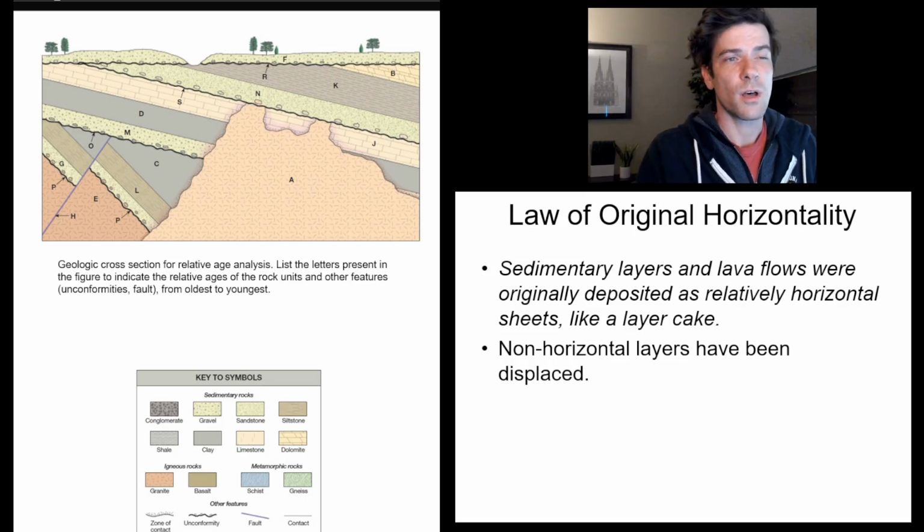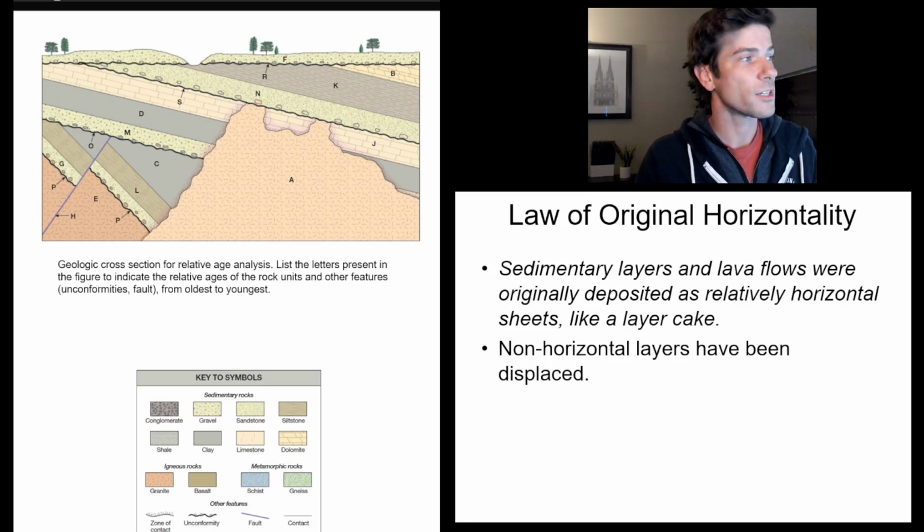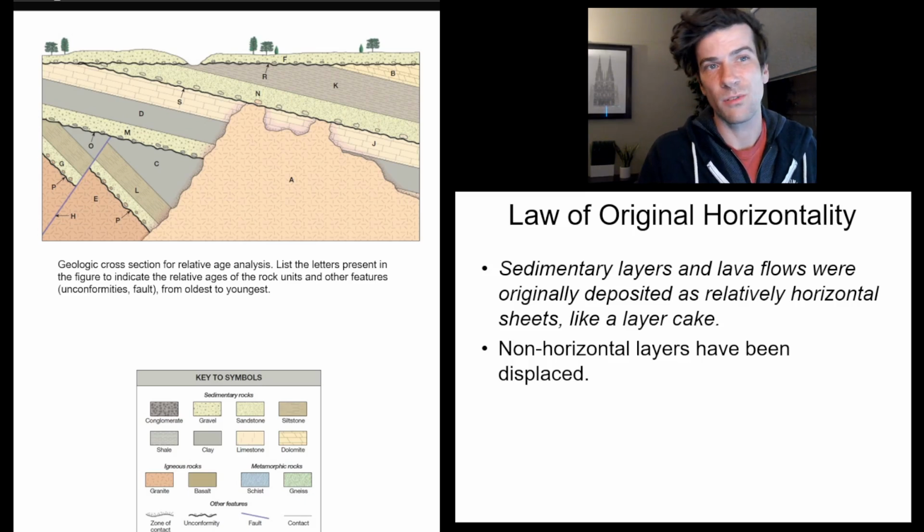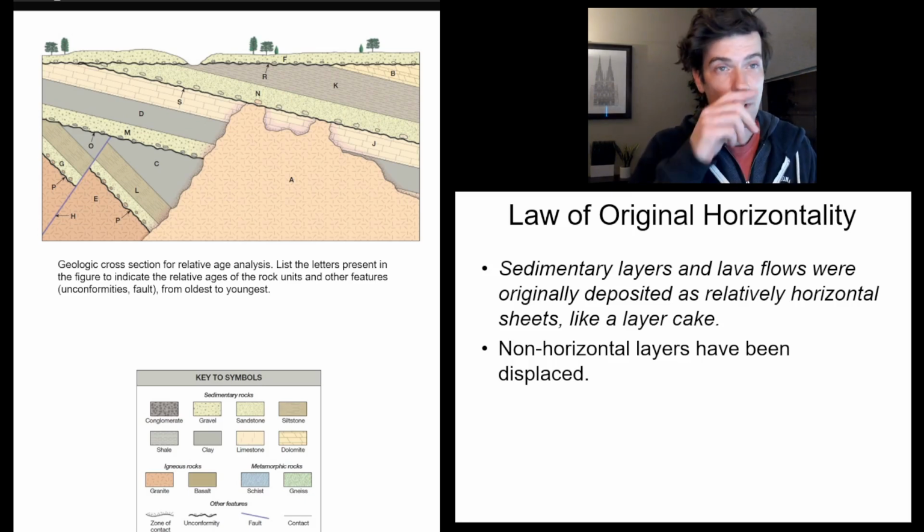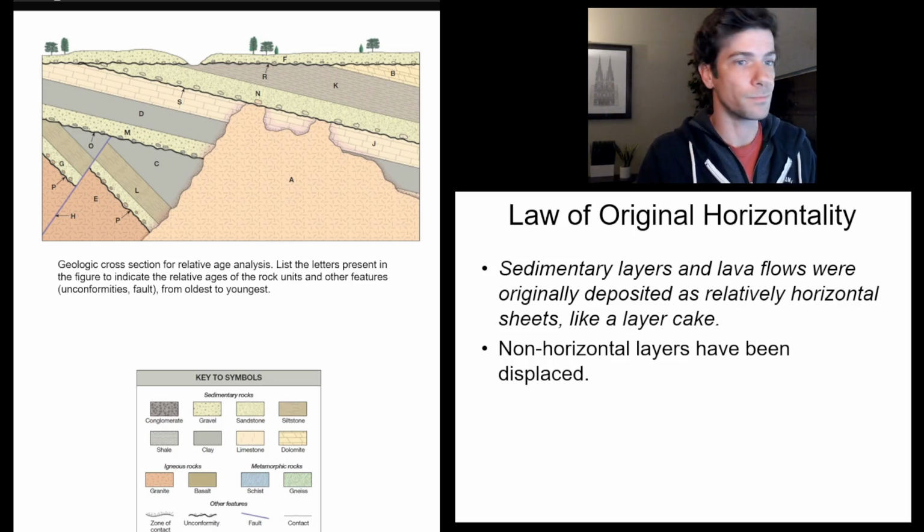The first one is the law of original horizontality. That just says that sediment is deposited relatively horizontally as it settles, either through the atmosphere, if it's windblown dust, or most often in water, where the sediment is going to settle out and create these horizontal layers. The corollary there is that if you find non-horizontal layers, like are shown in this picture to the left, then they're probably disturbed or they've been uplifted and tilted.